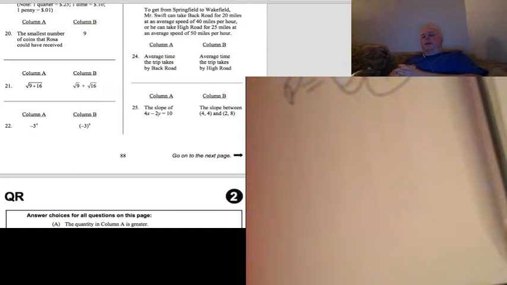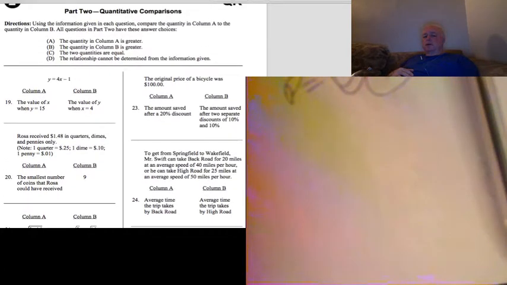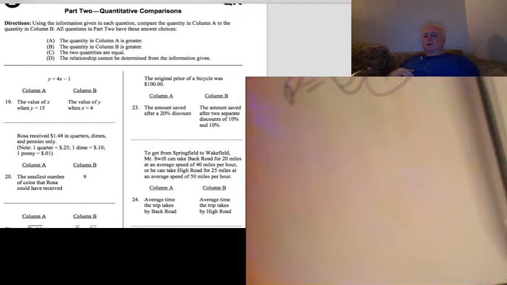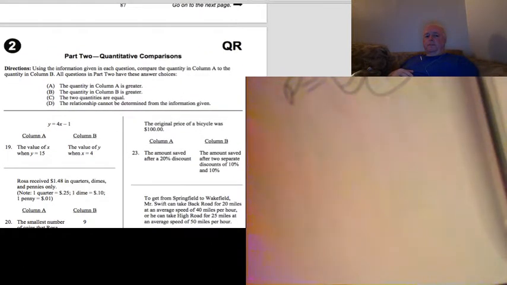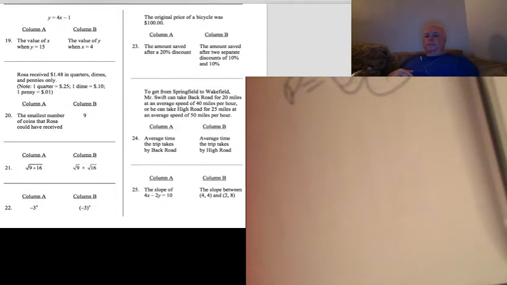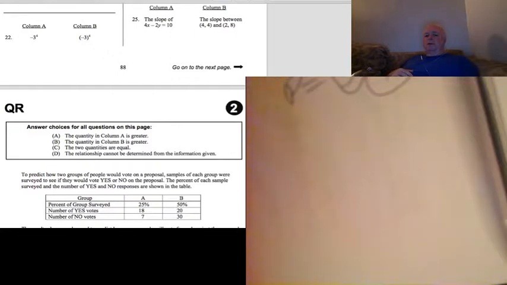So they would both take half an hour. So that's choice C, which means they're both equal. Remember, if you go back to the instructions at the top of the page, C said the two quantities are equal. Okay, so go here. Okay, 25. The slope of this versus the slope of that.